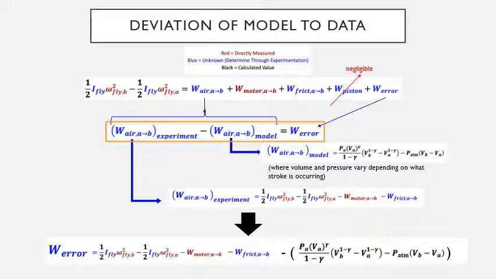For simplicity of experimental setup and measurement collection, the work due to air and the work due to error are clumped together as seen in this slide in the orange box. The work due to error can be found by finding the difference between the experimental air work and model-based air work during each stroke, which is seen at the very bottom.